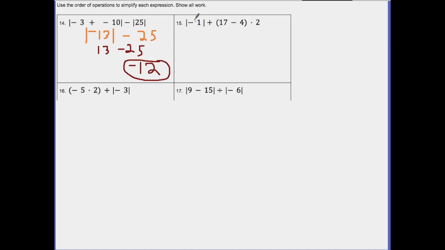All right, same idea with the next one. Absolute value, we have to do that first. I see parentheses, so we have to do all the brackets here. This is 13. And then there's a times 2 hanging out here. Now remember, next parentheses, exponents, and then multiplication and division comes next. So I have to multiply next. So this is 26. I still have this plus 1 at the beginning. And my final answer will be 27.